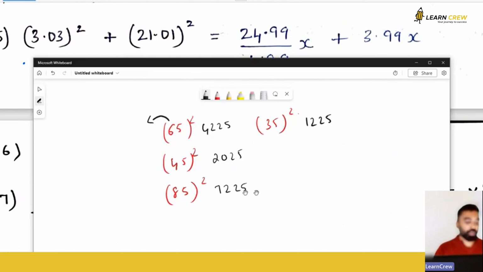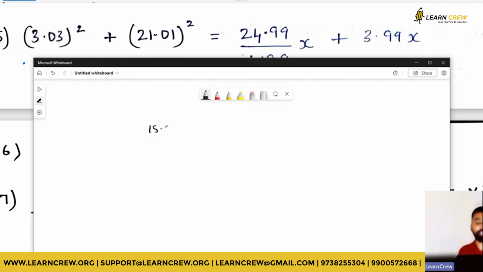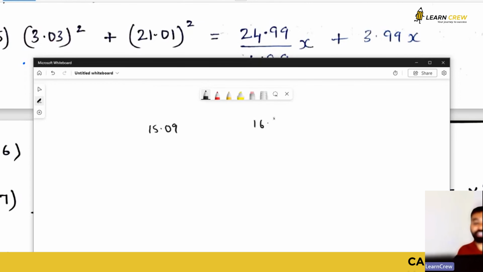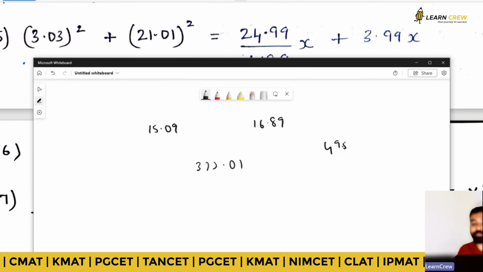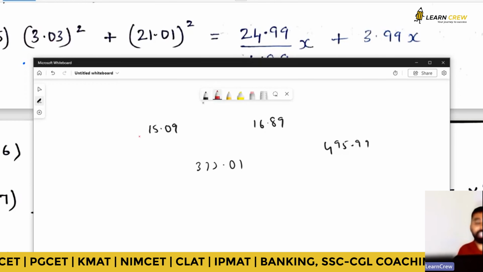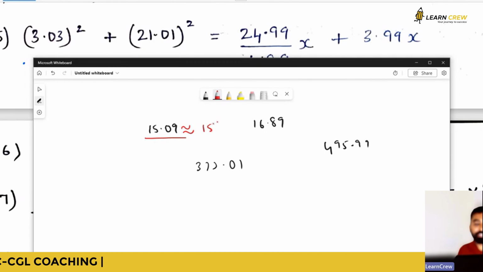What is meant by approximation? Approximation, okay. If I'm giving some number like 15.09 or 16.89, or 373.01 or 495.99, what's the answer for this? How much can be approximated? 15. This is like 50.